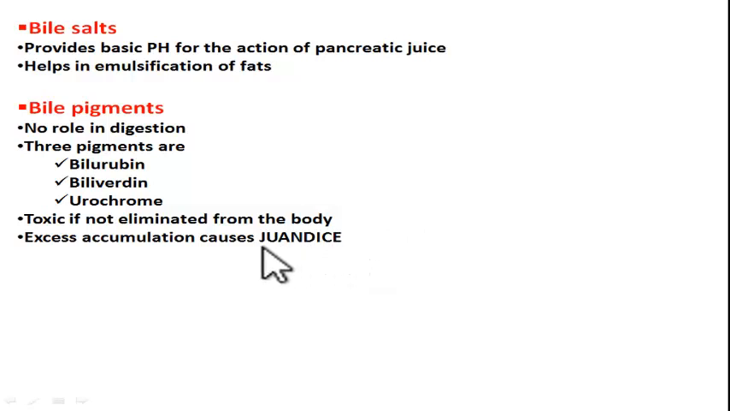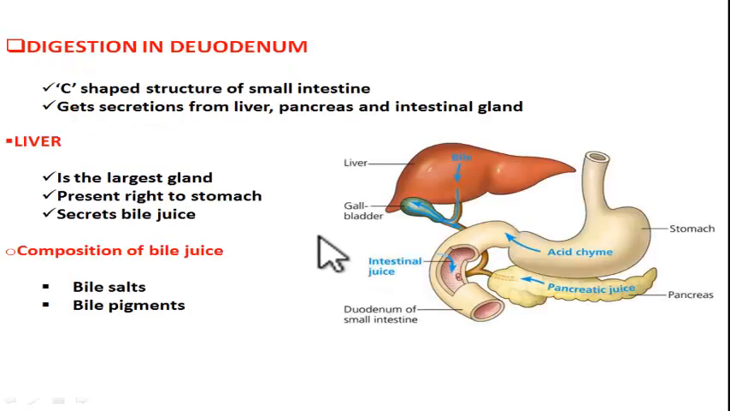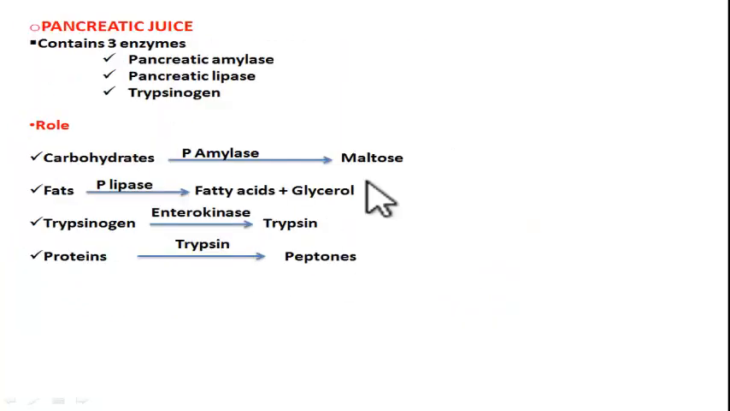So this is the action of bile juice. Now our next juice is pancreatic juice. This juice contains 3 enzymes: pancreatic amylase, pancreatic lipase and trypsinogen. Remember children, trypsinogen means inactive enzyme. So it has to be activated by some other substance, right? Let us see the role of these enzymes now.